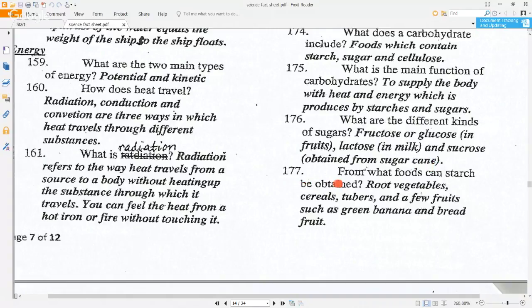Number 177. From what food can starch be obtained? For example, root vegetables, cereals, tubers, and a few fruits such as green banana and breadfruit. So our carbohydrates can come in two forms. They can be starchy or they can be sugary. All right.